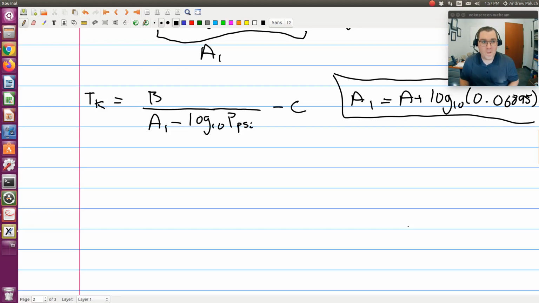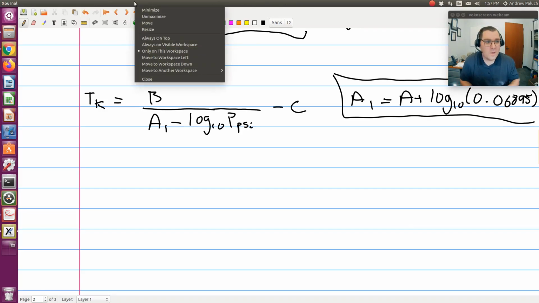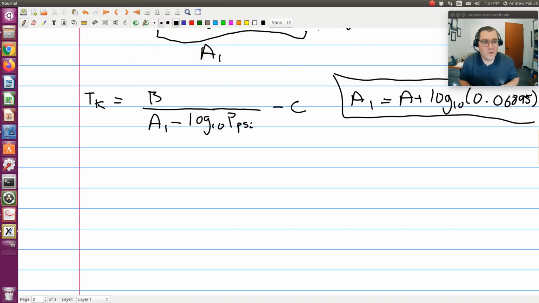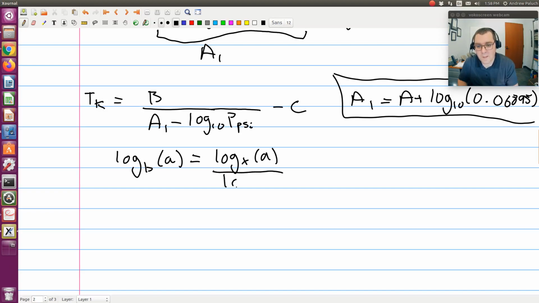In terms of change of base, the expression to remember, and if you can't remember it, please know I have to look it up pretty much any time I see it, is going to be log base b of a is equal to log base x of a divided by log base x of b.